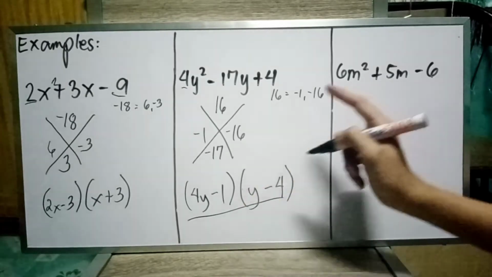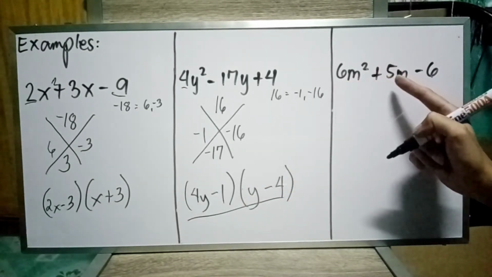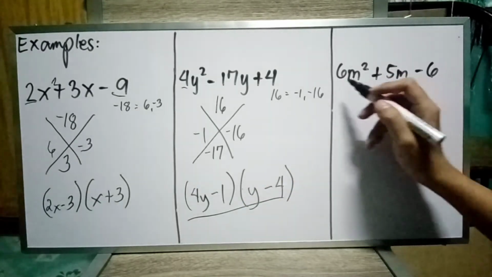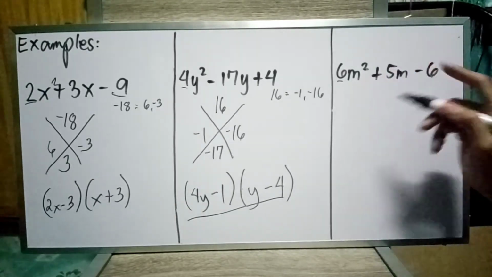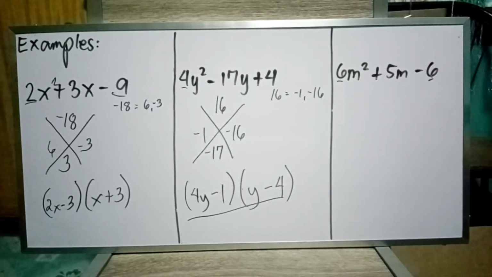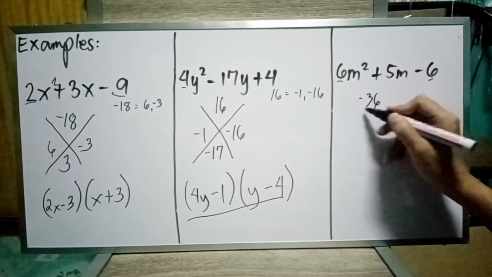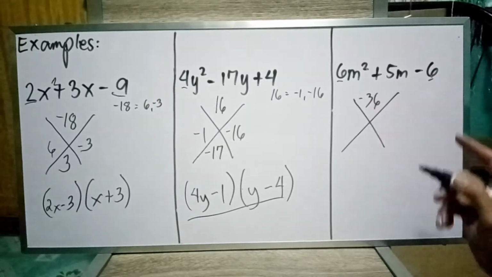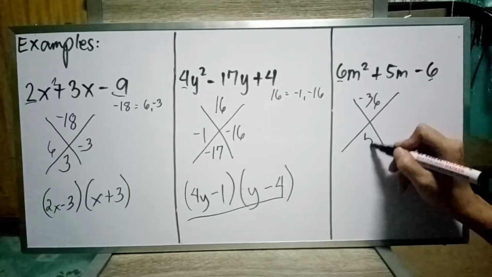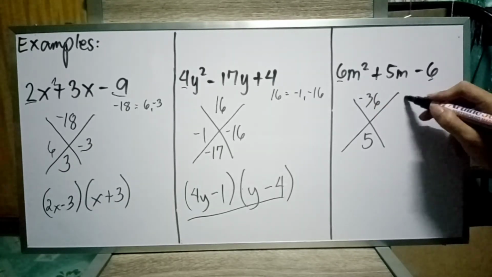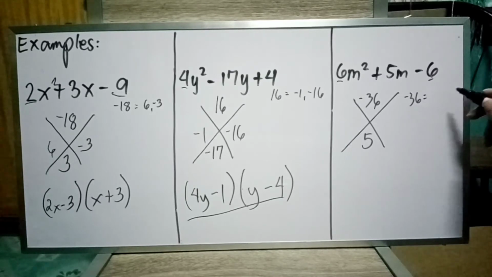Okay, next. 6m squared plus 5m minus 6. So multiply the coefficient of your m squared to your constant. So 6 multiplied by negative 6, that is negative 36. So we're looking for the factor of negative 36 that will give you the sum of 5. So negative 36, it can be 3 and 12.